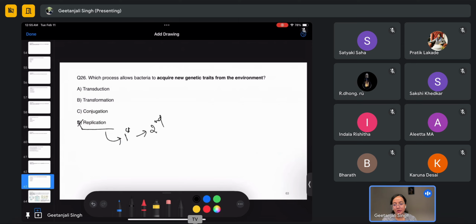So yeah, let's go to this question again. Which process allows bacteria to acquire new genetic traits from the environment? So the answer is transformation.